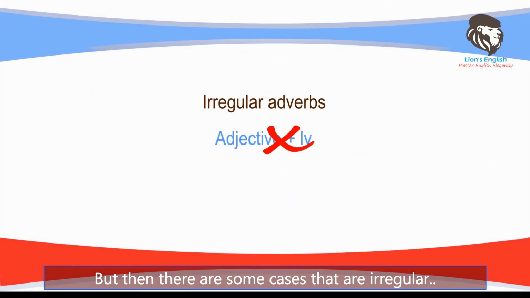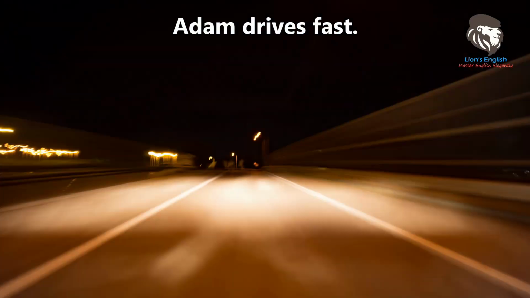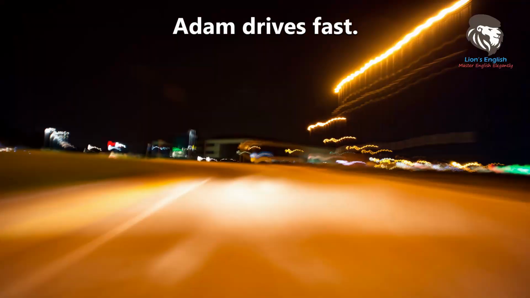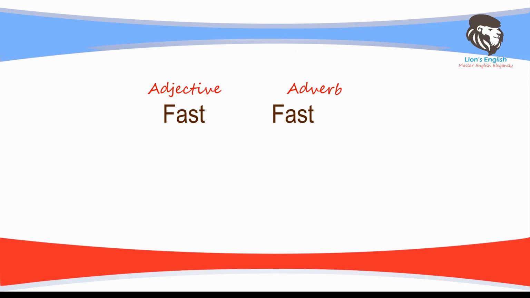But then there are some cases that are irregular, which are not formed by adding ly to the adjective. For example, the cheetah is fast. So here I describe the cheetah using the adjective fast. But also, Adam drives fast. So here I describe the verb drive using fast, which is also the adverb. So the same word fast is an adjective and is an adverb.